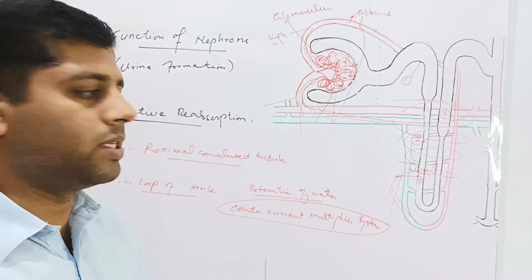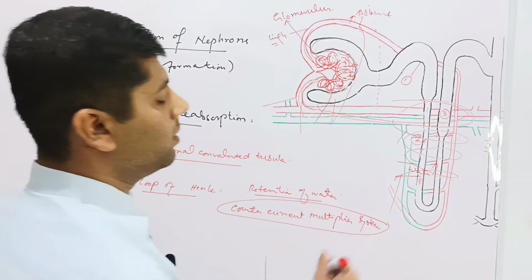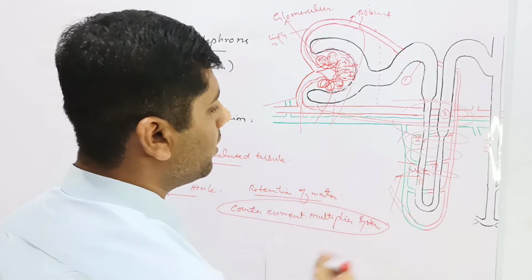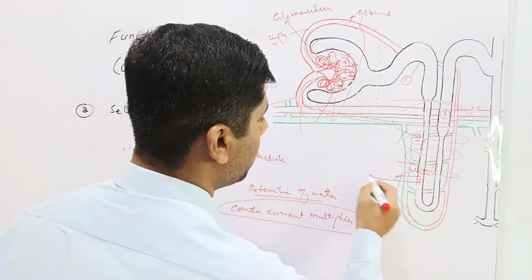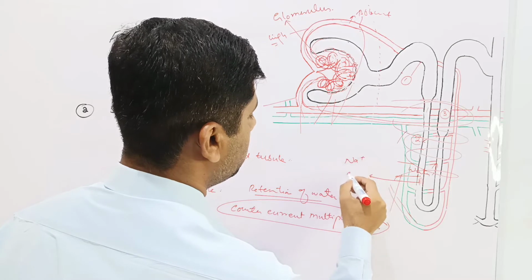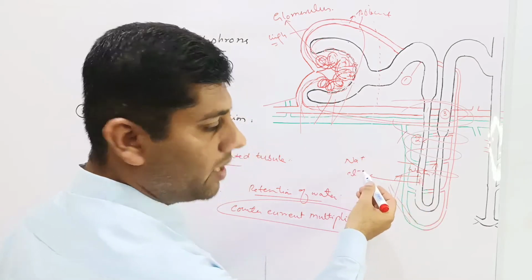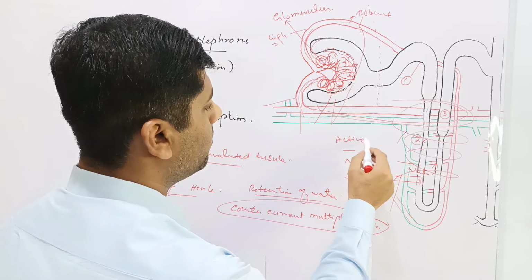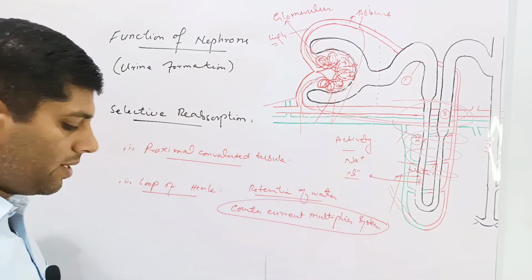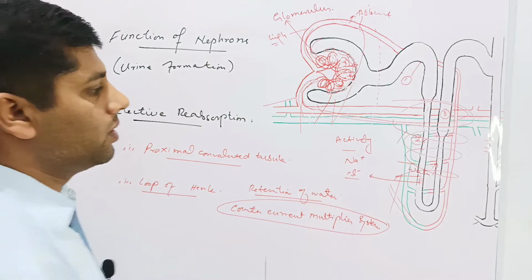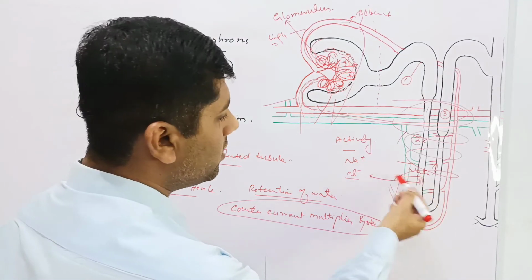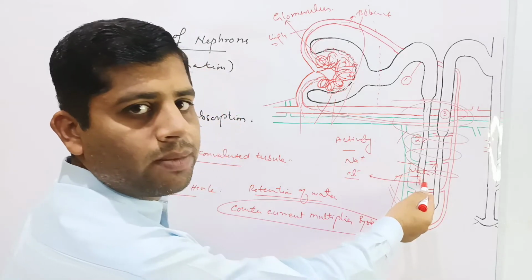This is an important mechanism. When the water retention is desired or water reabsorption is desired, the loop of Henle secretes out the sodium and chloride ions outside the loop of Henle into the renal medulla. These ions are secreted out actively. It means that using body energy, the loop of Henle pushes these ions out of the glomerular filtrate. When these ions are lost, the glomerular filtrate becomes diluted.